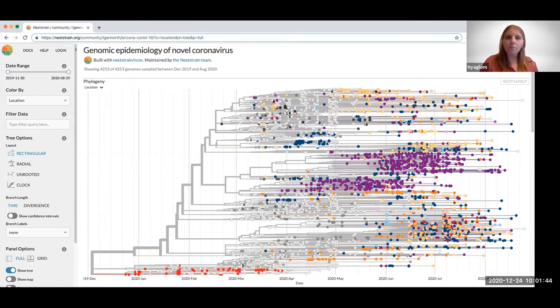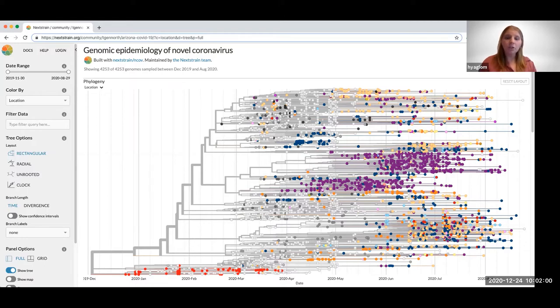Our current view is displaying samples over time by their collection date, which is shown here on the x-axis. I use this view for navigation purposes, and it's helpful when we want to look at the evolution of pathogens over time. You can also explore the data in NextStrain.